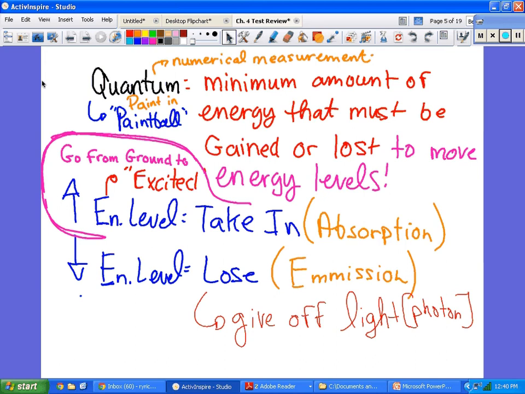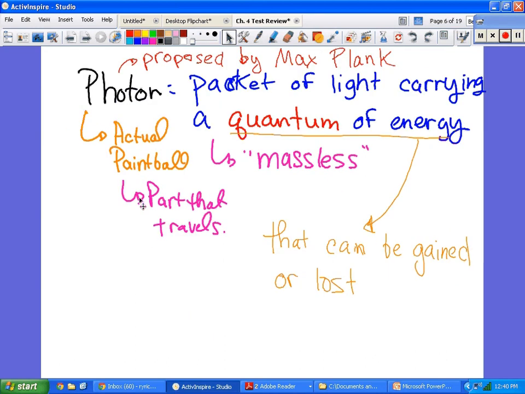Okay, so a photon is this. Hint, hint, wink, wink. It was proposed by Max Planck. Max Planck was the guy that first really introduced the concept of a photon. Einstein mathematically theorized it, and Max Planck was really one of the guys that proved it. So a photon is a packet of light carrying a quantum of energy that can be gained or lost. Again, a photon is a packet of light carrying a quantum of energy that can be gained or lost.